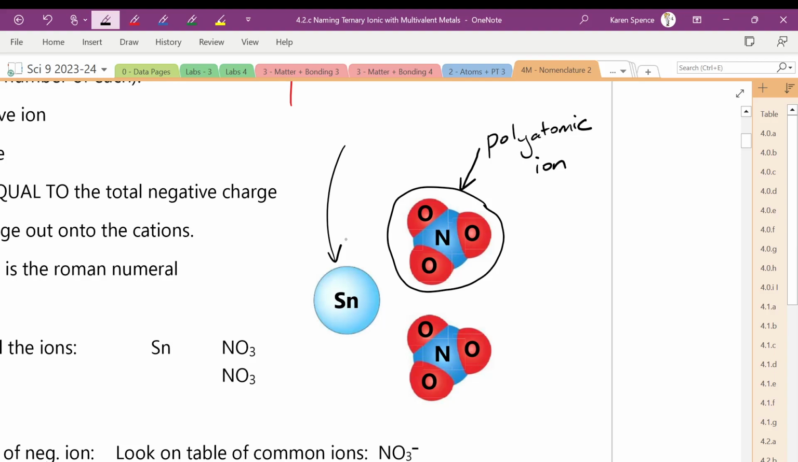And Sn, you should have your periodic table with the red zone out. If you don't have one, you can come and borrow one from here. Okay, so if you don't have one, come borrow one from here. Oh, nope. Okay. All right. Is tin in the red zone? Sn. Yes.